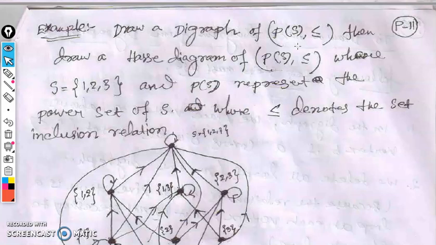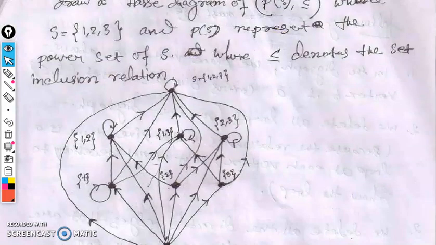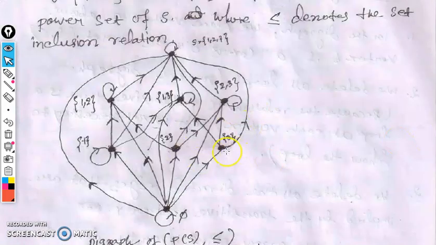According to the diagram, we have already learned the diagram of a relation system. That means every set is a subset of itself, so every vertex must have a self loop. Why do we consider this self loop? Because every set is a subset of itself. Here we use the set inclusion relation, that means the subset relation. So every vertex must have a self loop. Second, phi is a subset of the singleton sets {1}, {2}, {3}.